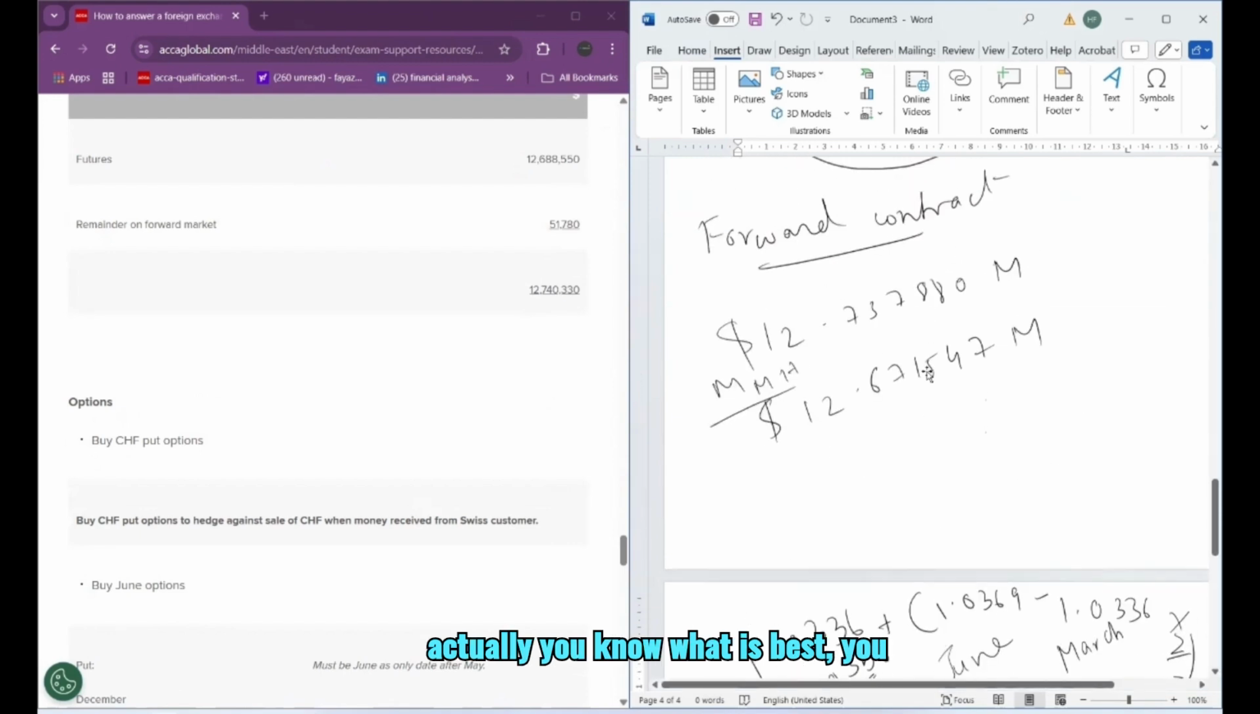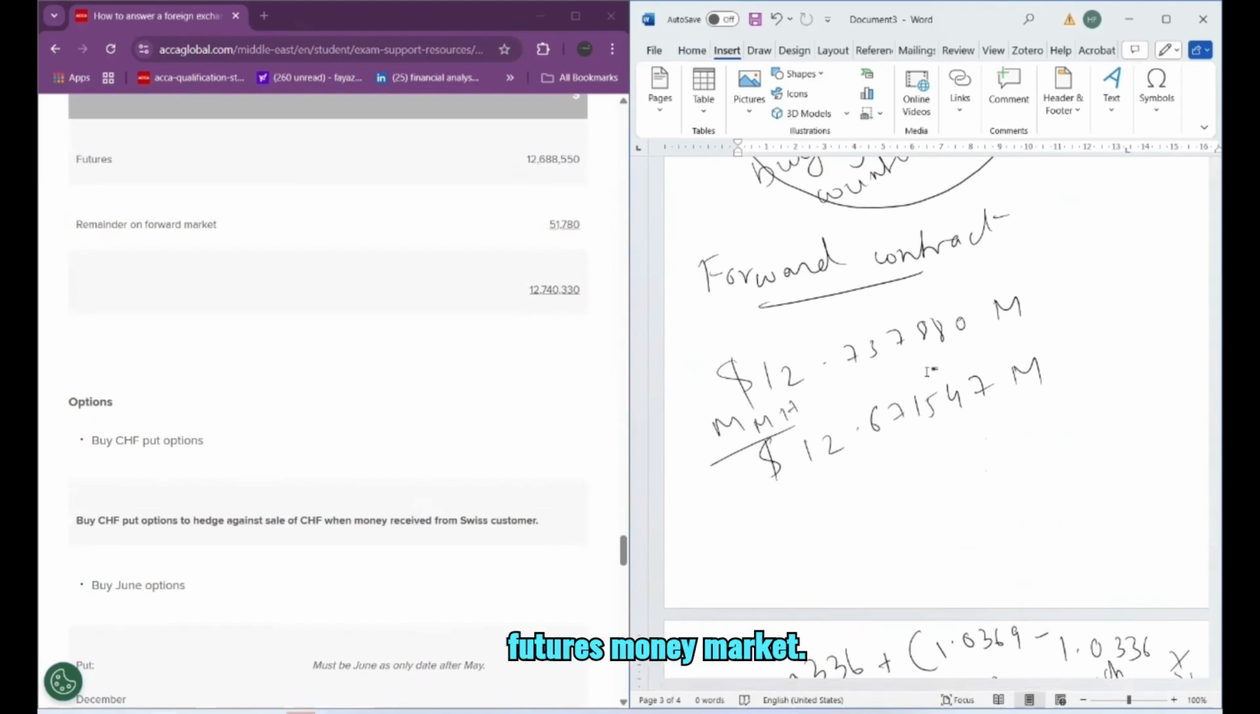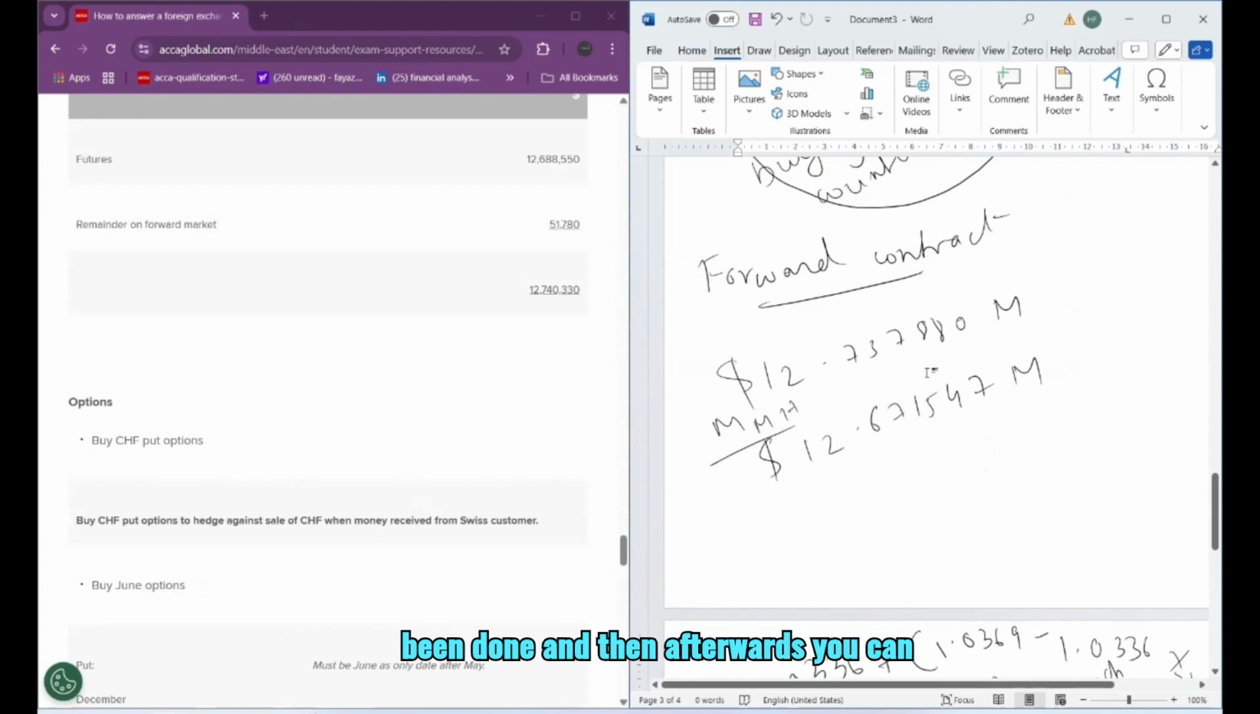Actually, you know what is best? You should consider that in a tabular format, like this is how much I'm getting in futures, money market, forward. You should keep on mentioning that so that you can make a better comparison. That's what I had also learned from my coaching classes and all that. You should make a tabular thing so that it's very clear as to what has been done, and then afterwards you can make a clear comment, however it is like.